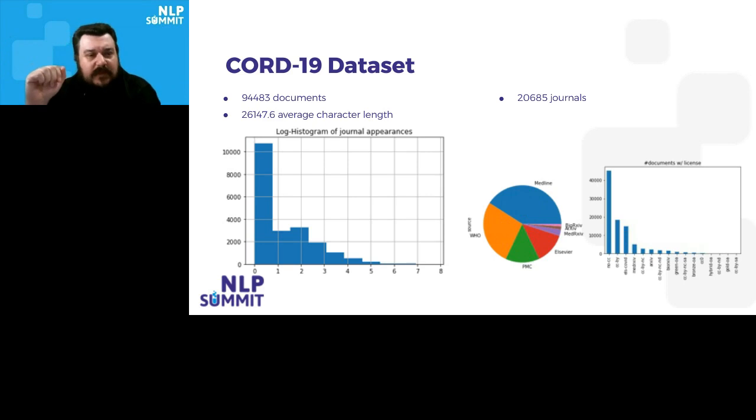So let's look at the COVID-19 data set. There are about 94,000 documents that we have, at least as of this recording, and they have an average character length of about 26,000. We can see that there's a large distribution of different journals. If I recall correctly, there are about 20,000 journals in PubMed Central.